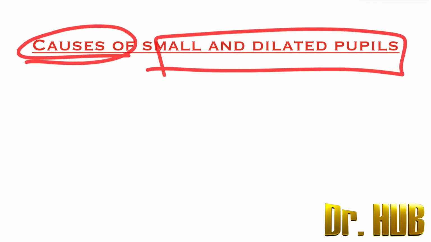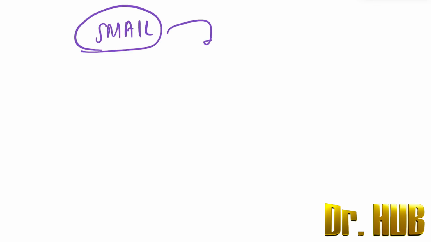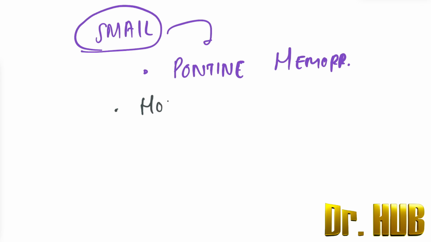Causes of the small and dilated pupils. So first we look at the causes of the small pupils. When you look at small pupils, it can be caused due to pontine hemorrhages. So pontine hemorrhages can be a cause, and then it can also be due to Horner's syndrome.